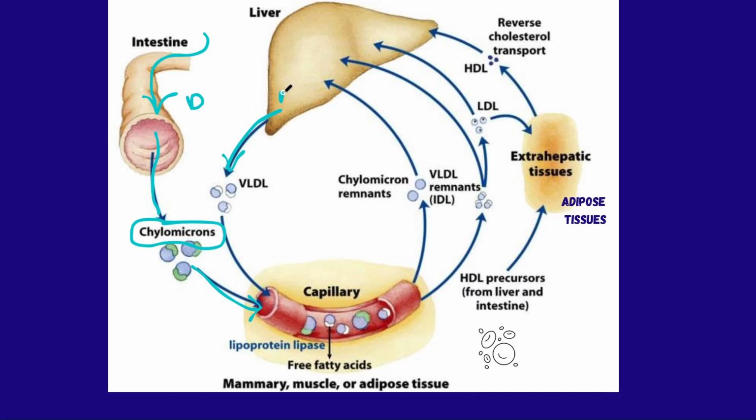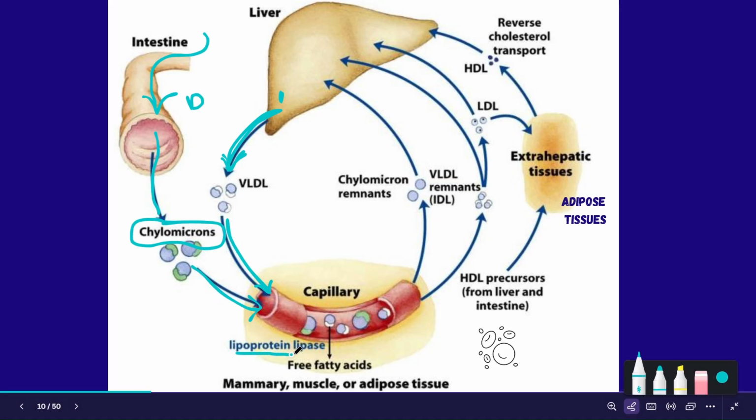Here you can see the liver containing the VLDL. This VLDL is transported into the bloodstream. From there the VLDL enters into the capillaries, and there, after the enzymatic action of the lipase, the VLDL is broken down by the enzyme called lipase. After breaking down, it will produce the free fatty acids. These free fatty acids will enter into the muscles or the mammary glands and adipose tissues. These tissues will store the fatty acids.